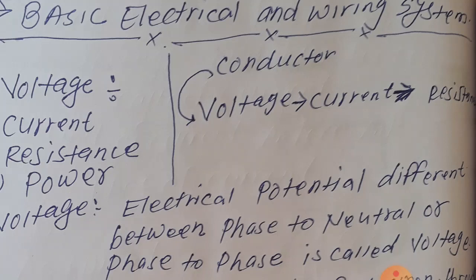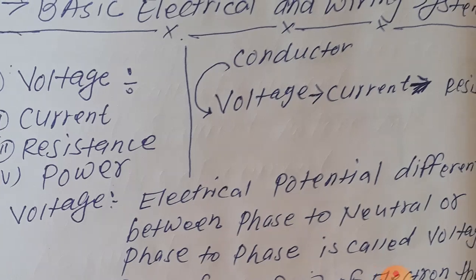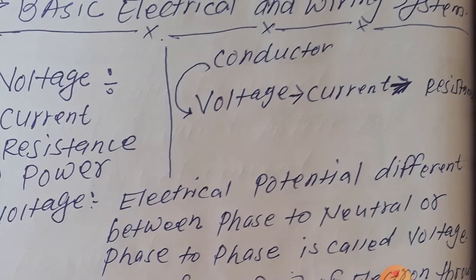Okay, so if you enter basic electricity, you will find three things. First voltage, second current, and third resistance. So if you see one live conductor and check it with a multimeter, you will find these three items: voltage, current, and resistance. So what is voltage?